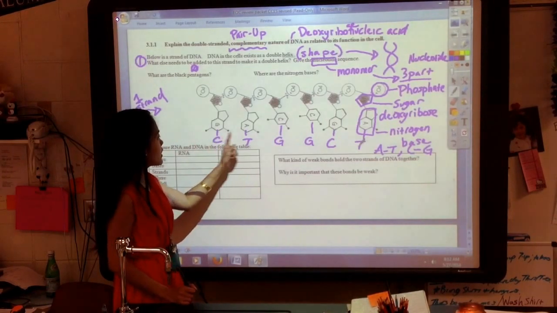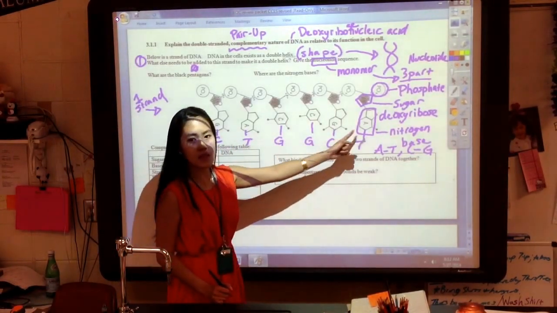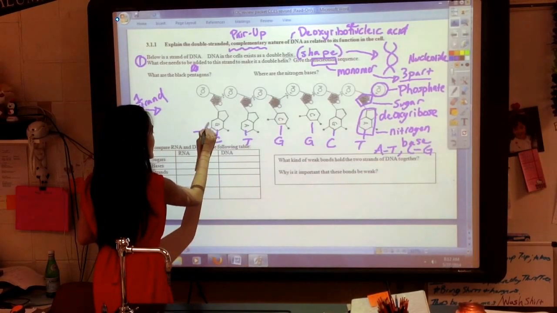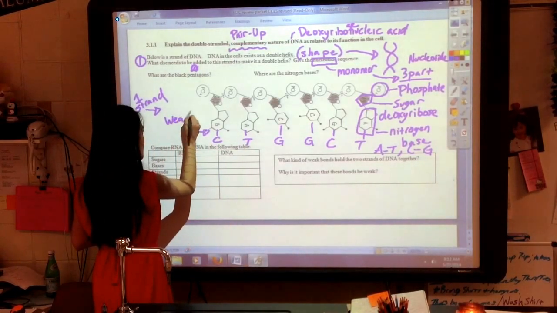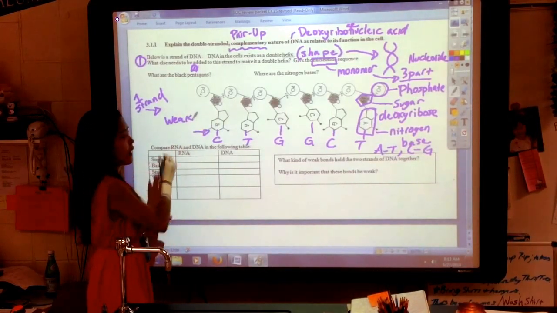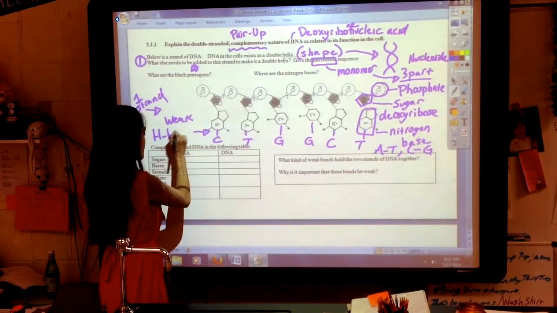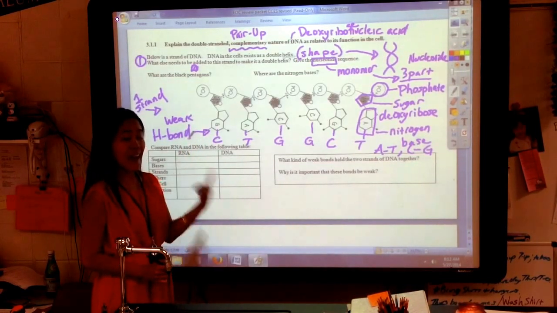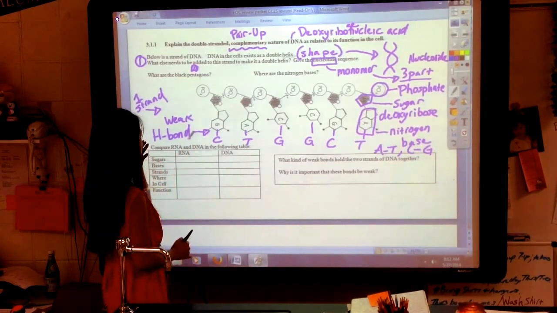However, between these nitrogen bases, what is going to connect them? What type of bond is that? That is going to be a weak, and maybe you've guessed it by now, hydrogen bond. It does have to be weak to allow for protein synthesis and DNA replication to occur.